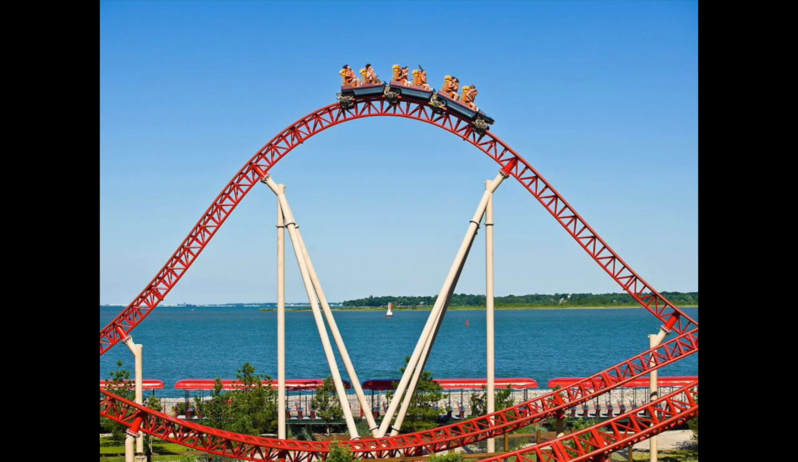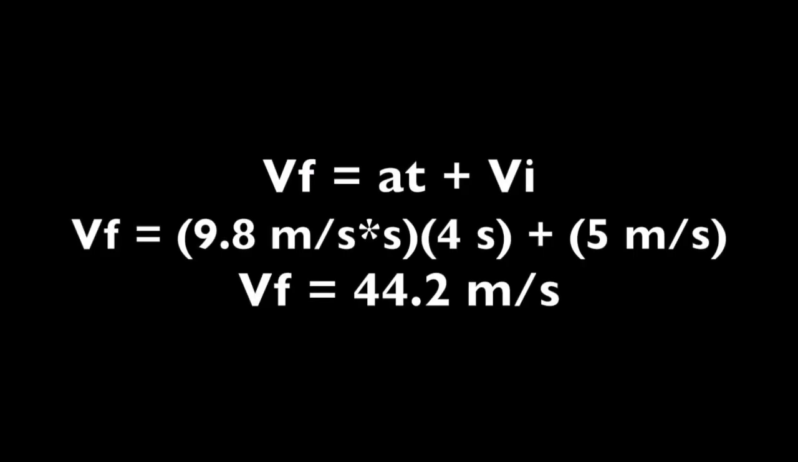Non-constant velocity can be demonstrated in the real world through roller coasters, and more specifically roller coasters accelerating along a track. For example, let's say you're riding a roller coaster at Great America going 5 miles an hour and you're about to go down a big hill. If it takes 4 seconds to get to the bottom of the hill, what is your final speed? If we plug in all of these numbers into the equation, the final velocity equals acceleration times time plus your initial velocity. You'll get a final velocity of 44.2 meters a second.